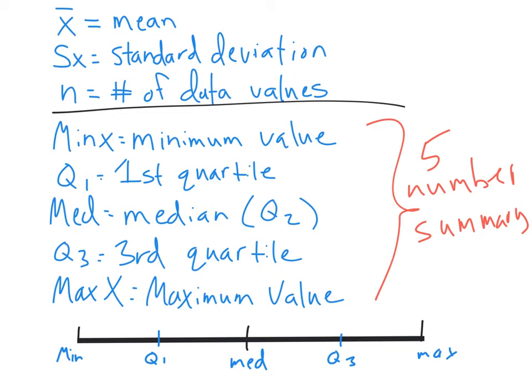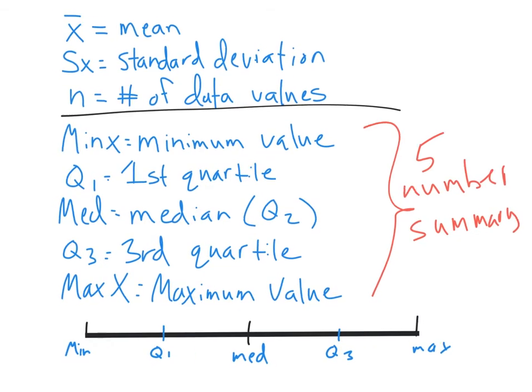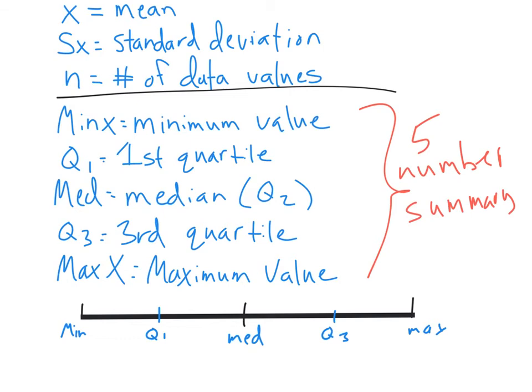Now let me talk to you briefly about what these things are. A couple of these are obvious, like the min x is literally the smallest value in your data set. Max x is literally the largest value in your data set. Median we've already talked about. It's just the middle value. Now these quartiles are kind of new, but they actually make a lot of sense. I drew a picture down here at the bottom to illustrate this. Between your minimum and your maximum, the median sits right in the middle.